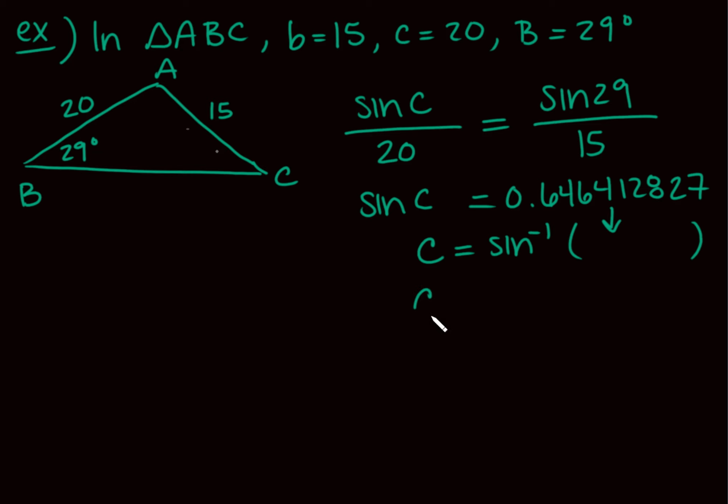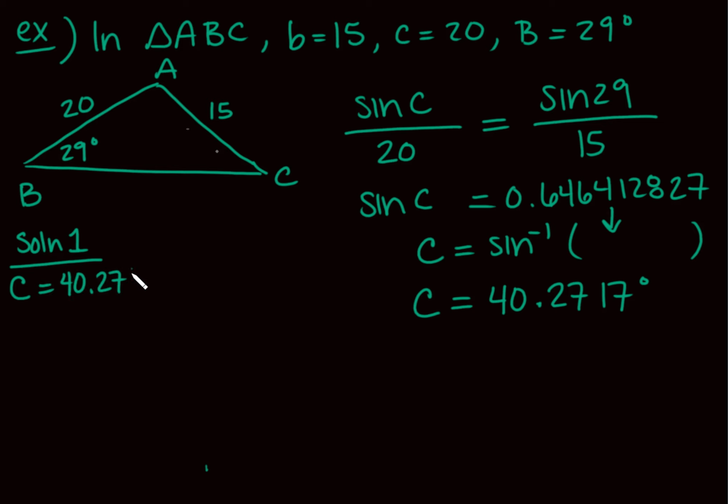Okay, and so what do I get c to be? One possibility for c is 40 point, I won't round it quite so far for my final answer. So, there are two possibilities. Let's look at solution 1. C is 40.27, we'll just round it to 7.